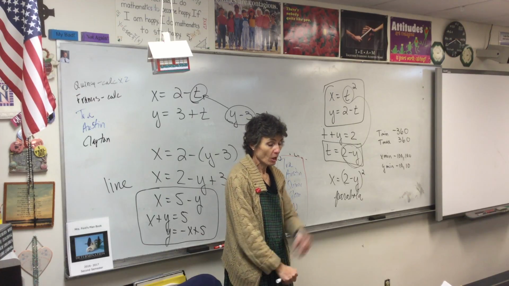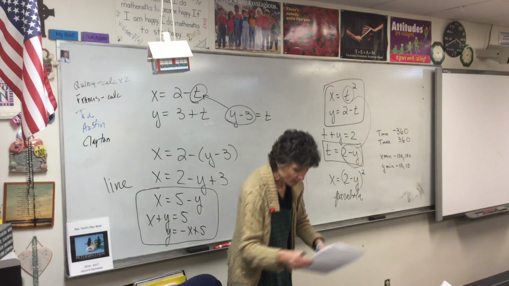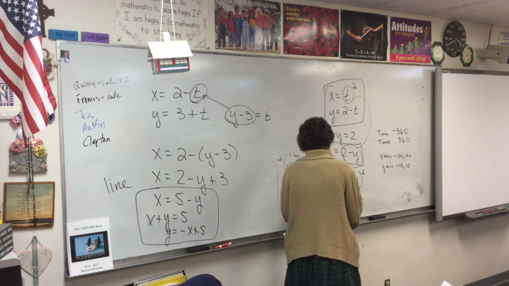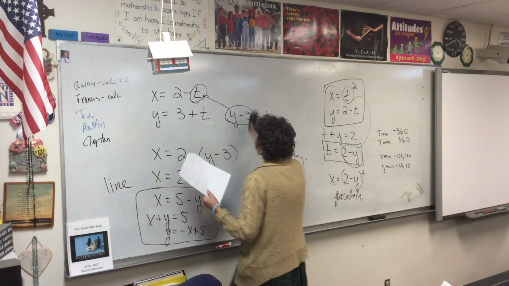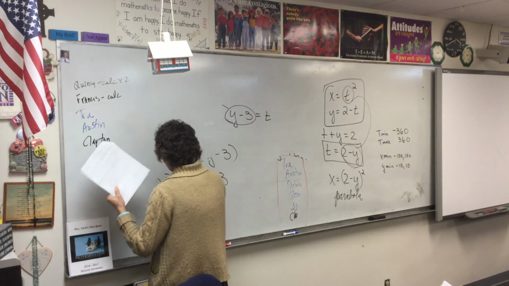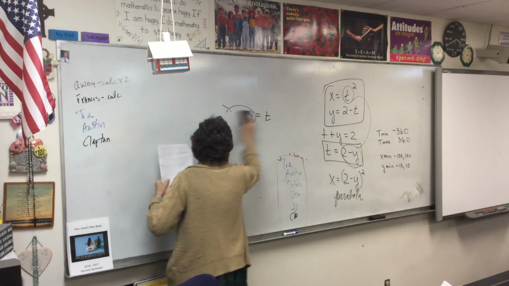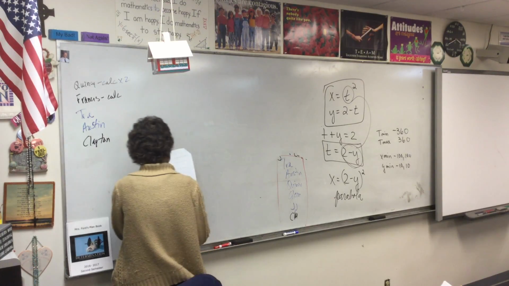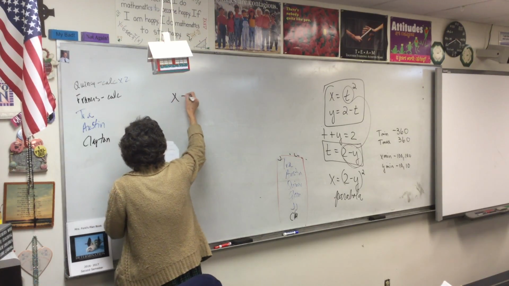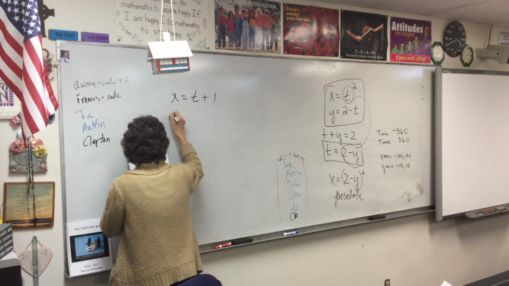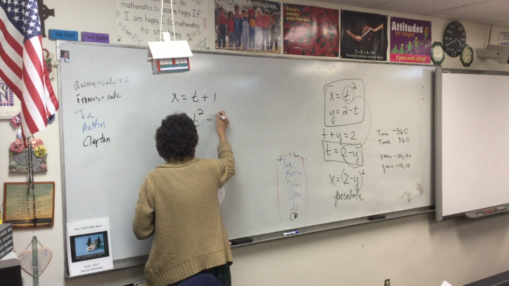Okay? All right, one more problem. Here we go, then we'll try to graph this one and see what happens. So, let's go. Let's rewrite this without the parameters. We're going to eliminate the parameter. X equals t plus 1, and y equals t squared minus 2.